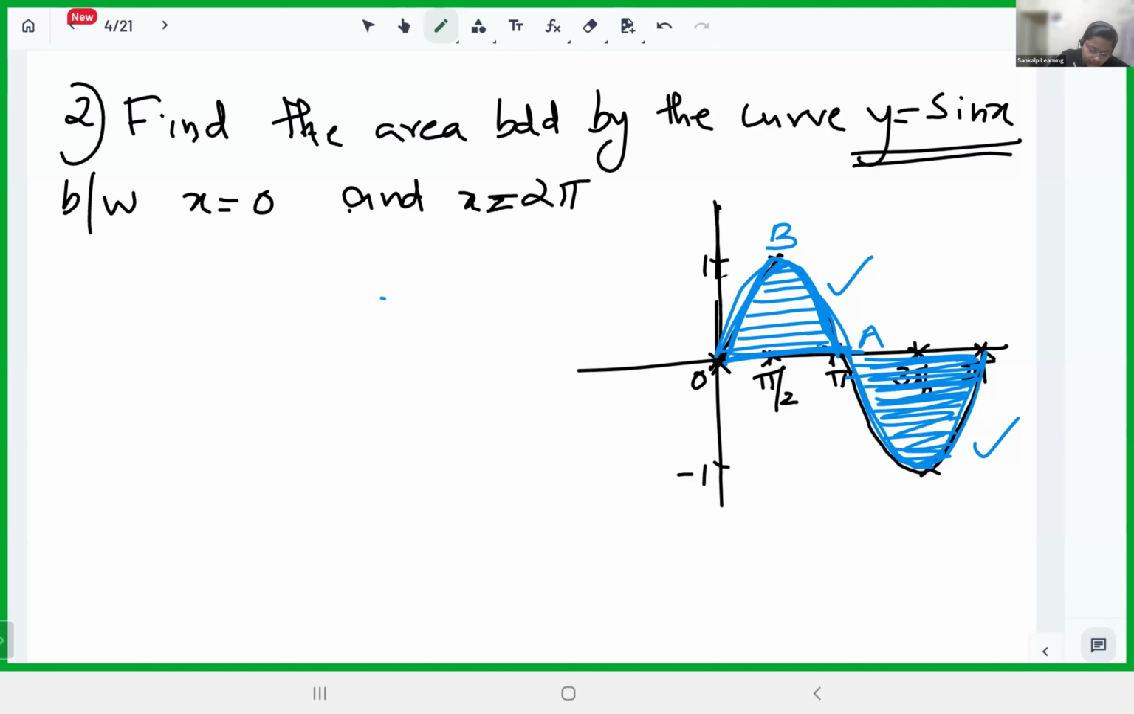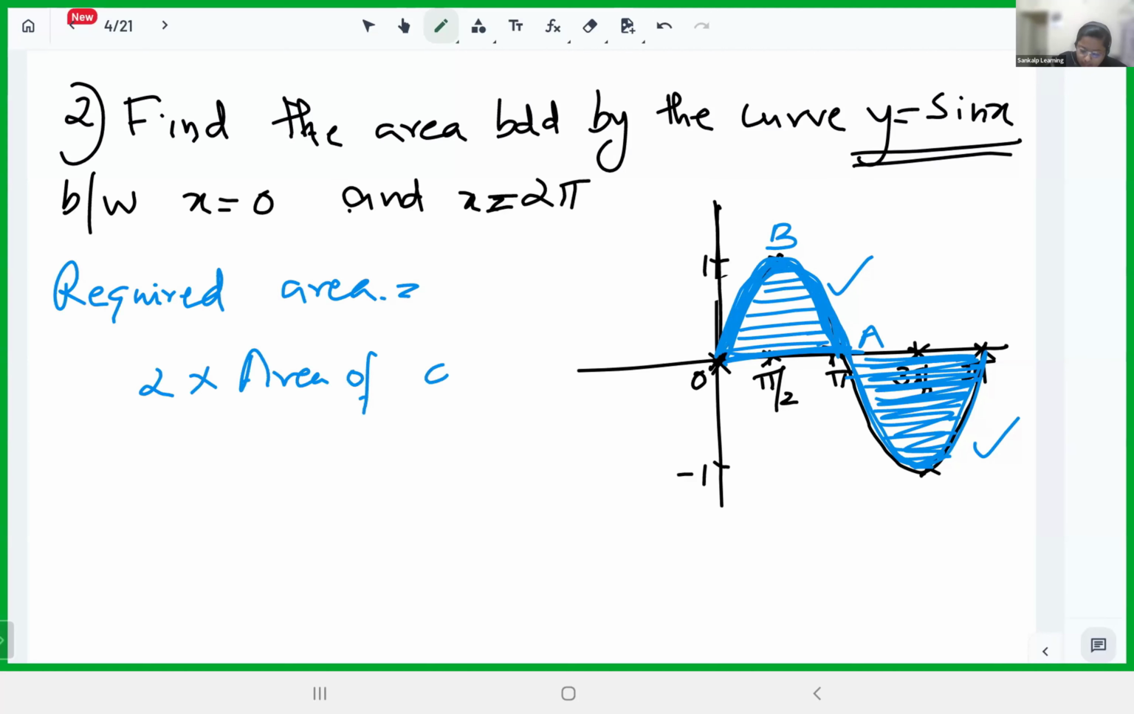So the required area is equal to 2 into the area of region OABO. How will you find the area of that portion? It is varying from 0 to pi, and the curve that is bounding it here is y equal to sin x, varying from 0 to pi.